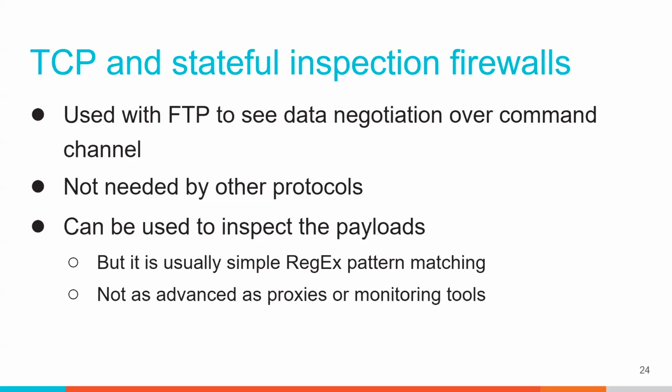Originally, what stateful inspection was used for with TCP was for FTP. FTP was this weird protocol we used to use. We don't use it anymore because it sends the credentials in clear text, and that's bad. But FTP had what was referred to as a command channel and a data channel. The command channel was where you would log in and issue your commands. The data channel was where you would actually transmit that file information.